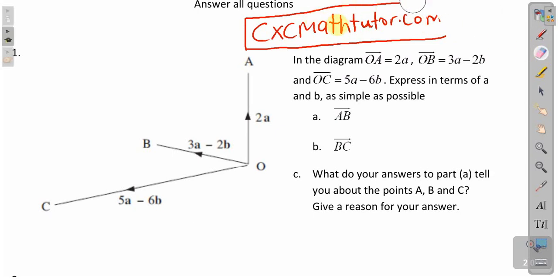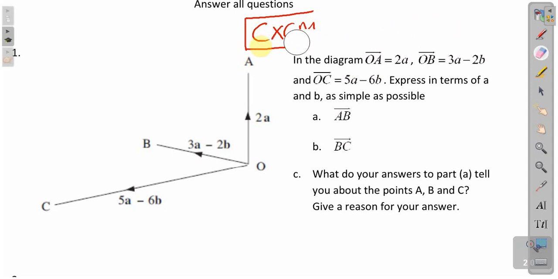Just give myself the space here. So in this video, I'm looking at some vector questions. This is lesson 2. I already did a video on lesson 1. Okay, and vectors. So let's do this question here. Actually, a student asked me to do this question for her.